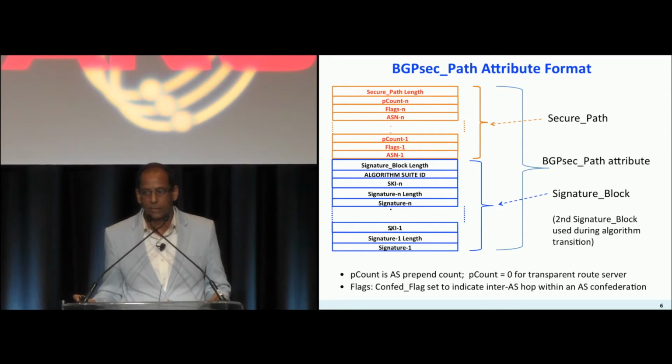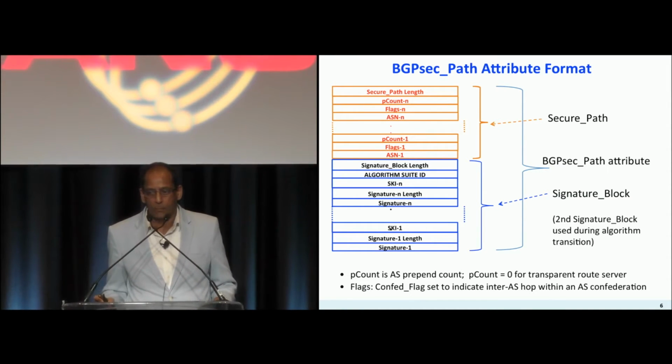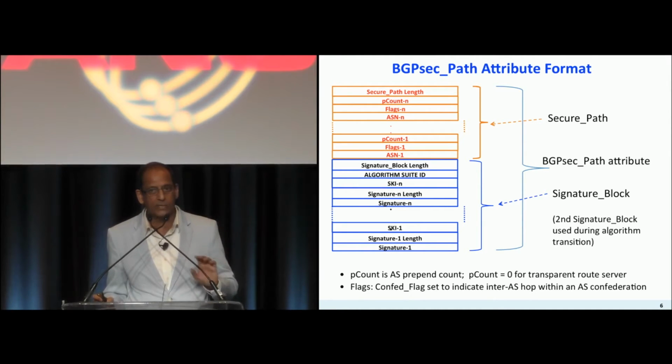That information is used to detect that the set of signatures were inside a confederation, and that set of signatures is removed. And when the update progresses out of the confederation, the signatures in the confederation, not all of them are included. Only the confederation's public AS signature would be included. And the lower part of this picture is signature blocks. The signature block includes several signature elements, and each signature corresponds to one AS. So there's one signature per unique AS in the AS path.